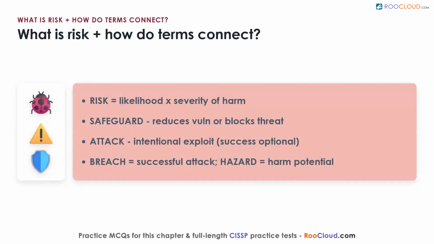What is risk, and how do the rest of the terms connect? Risk is the likelihood that a threat exploits a vulnerability, combined with how bad the resulting damage would be. Conceptually, risk equals threat times vulnerability, or probability of harm times severity of harm. A safeguard, also called a control or countermeasure, removes or reduces a vulnerability or blocks a threat, and it need not be a purchased product.